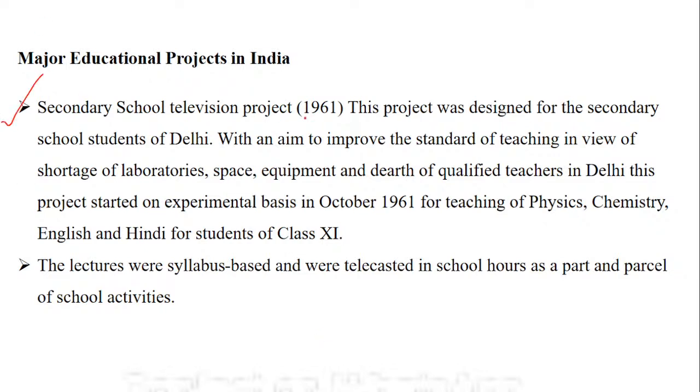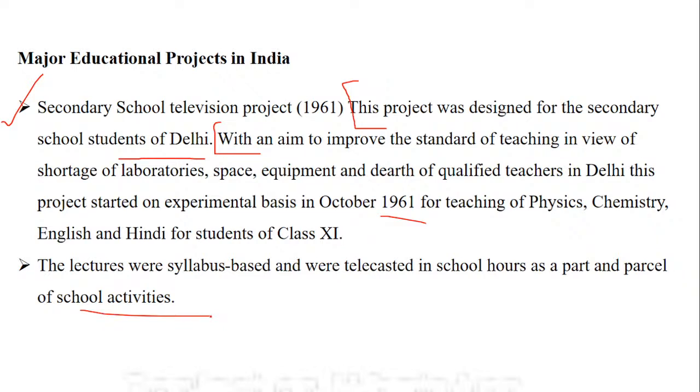Secondary school television project, which was in the year 1961. Basically, you have to remember the aim. What was the aim? The project was designed for secondary school students of Delhi. Now, what is the main important point over here? The aim: to improve the standard of teaching in view of shortage of laboratory space, equipment, and dearth of qualified teachers in Delhi. This project was started on an experimental basis in 1961 for teaching a few subjects, that is physics, chemistry, English, Hindi, for students of class 11. The lectures were syllabus based and were telecast in school hours and were a part and parcel of school activities.